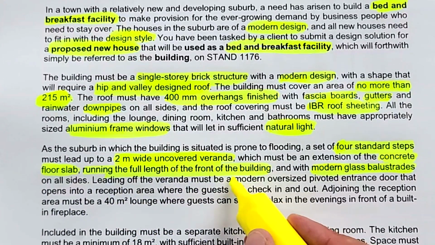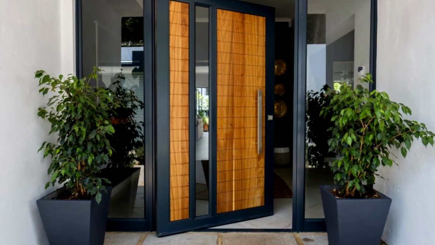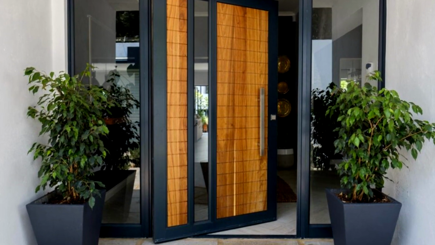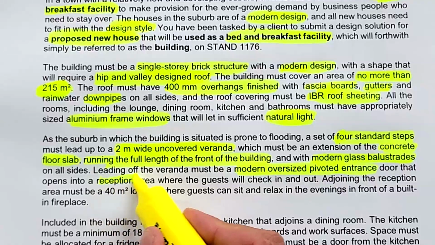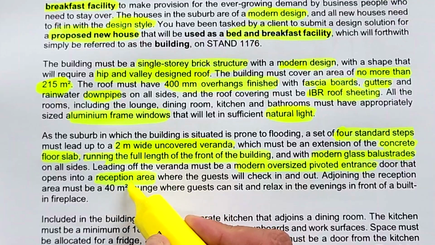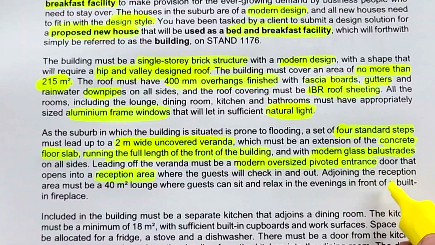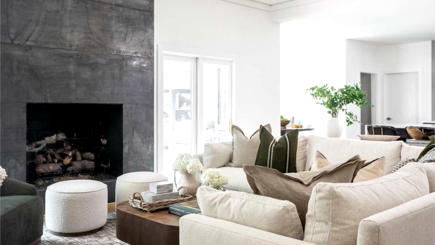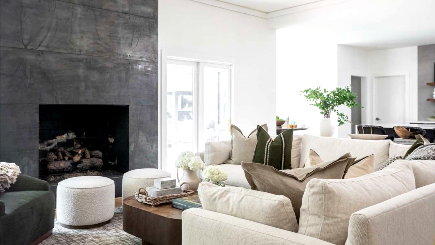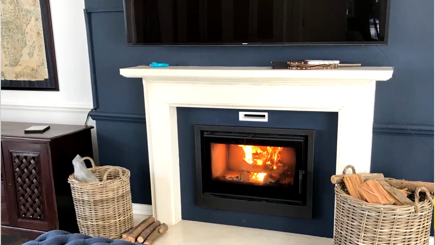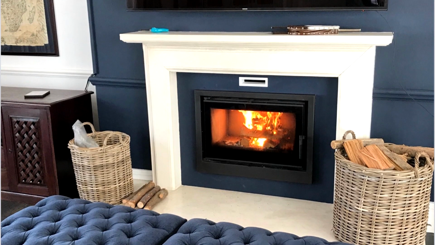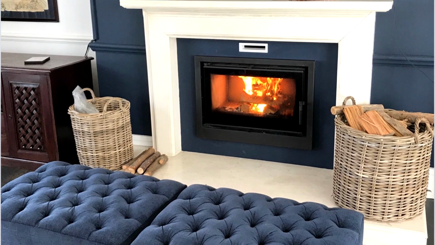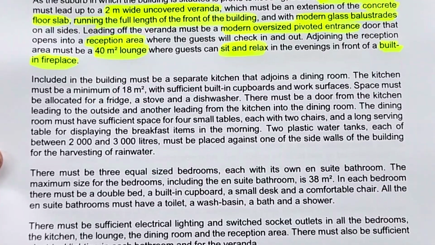Leading off the veranda must then be a modern oversized pivot entrance door, and that opens into a reception area. So as guests enter, they will check in at reception. Adjoining the reception area must be a 40-meter square lounge area where guests can sit and relax. You have to think of seating there. And there is, of course, a built-in fireplace that is important, that needs to be part of your floor plan as well as your elevations.